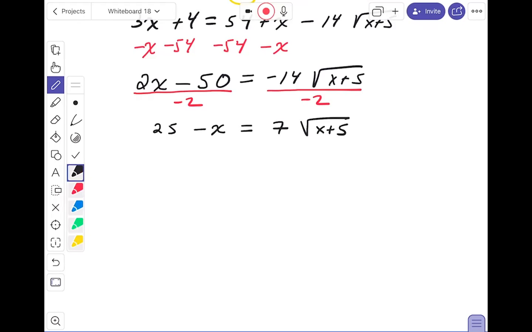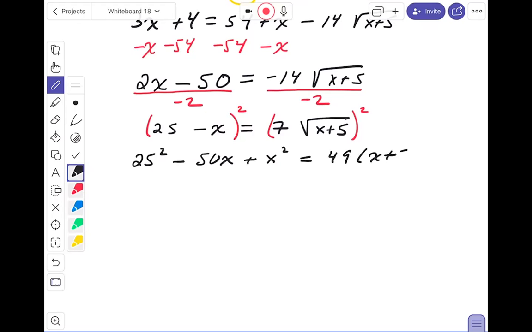Now, the radical's not isolated. So what I'm going to do is simply raise both sides to 2, even though it's not isolated. And what do you get there? 25 squared. I'll write that down for you. Minus, I'm getting better at this, minus 50x plus x squared. What do you get on the right side? 7 squared, 49, and the root of x plus 5 squared is just x plus 5.